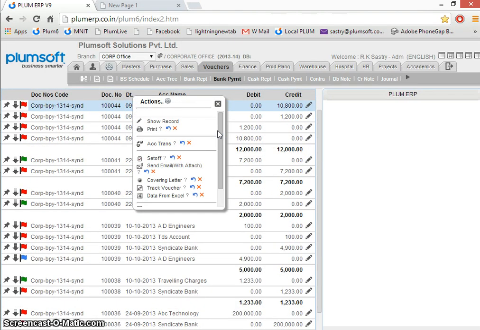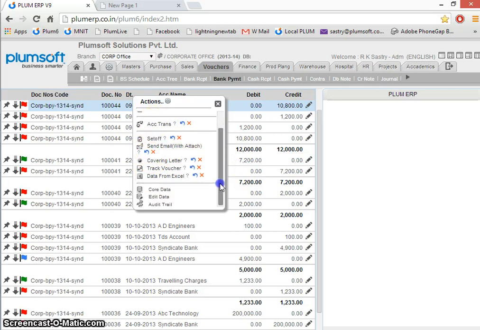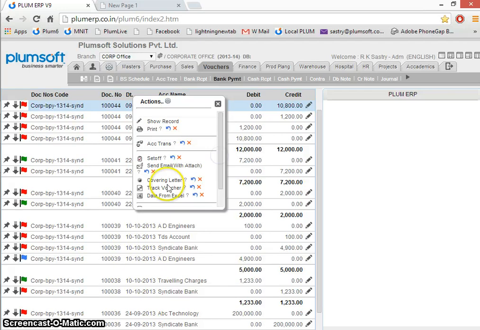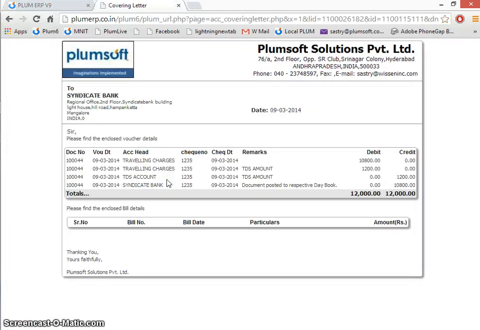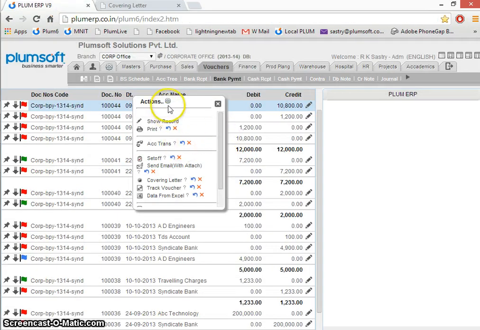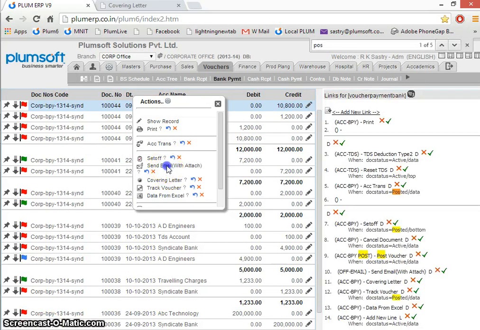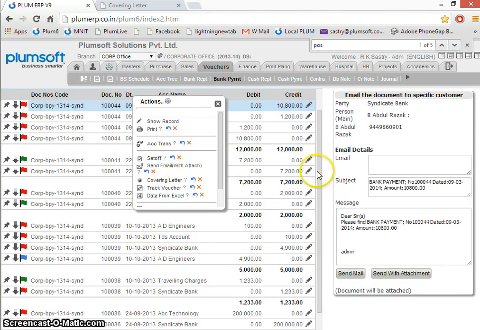So after verifying, you can simply post the record. However, there are things like converting it to a simple covering letter and things like that which are available, which can be mailed to the user. And also conditionally, this specific voucher could be mailed to any vendor or service provider, so that we do not have to send the document by post. So this is a very fast cut of the typical bank payment.